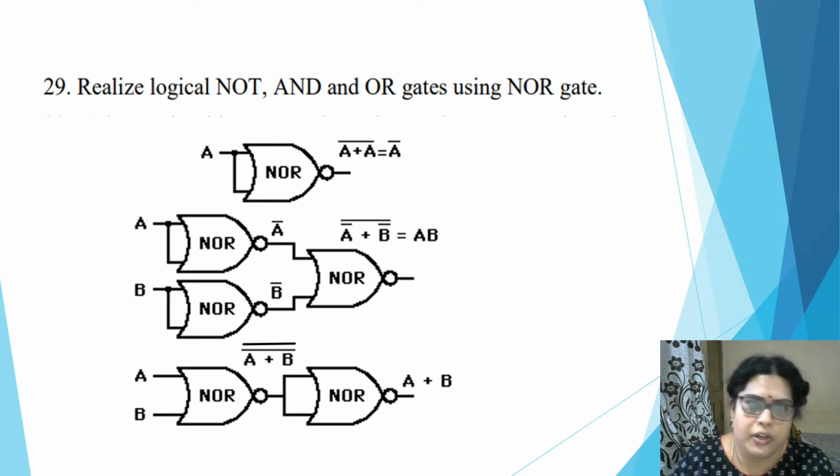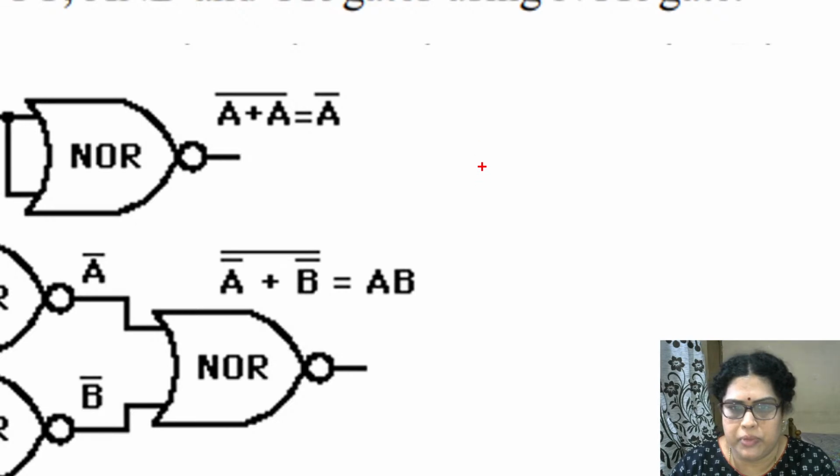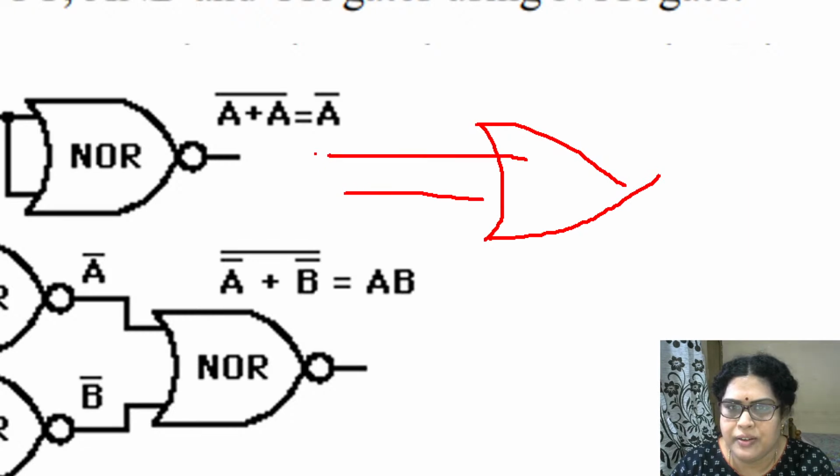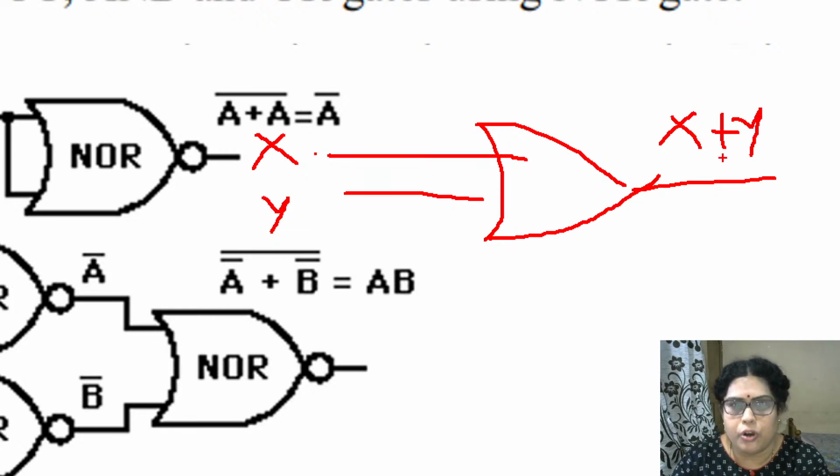The symbol for the NOR gate is an OR gate with a bubble. So how do we draw an OR gate? We draw an OR gate like this, with two variables, that is X and Y. An OR gate is represented as X plus Y, but since here we are going to use a NOR gate, we need to draw the bubble here and put a bar on the top. So this is how the NOR gate is represented.